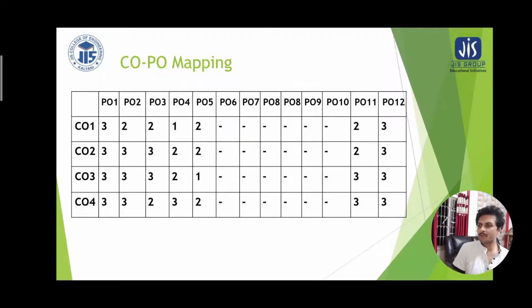Now the second program outcome is the problem analysis, and the third program outcome is the design and development of solutions, and the fifth one is the modern tool uses, and correspondingly 11th one is the project management and finance. So therefore these program outcome statements are getting the middle weightage, that means numerically 2 it is given.